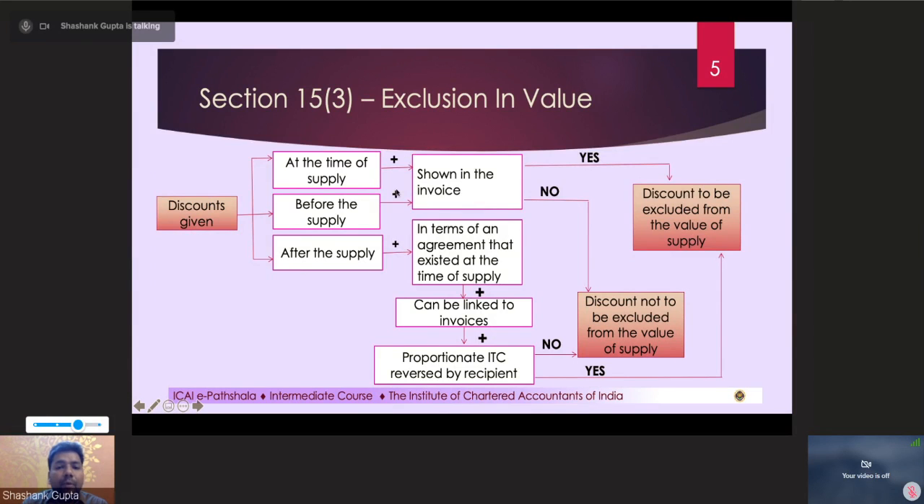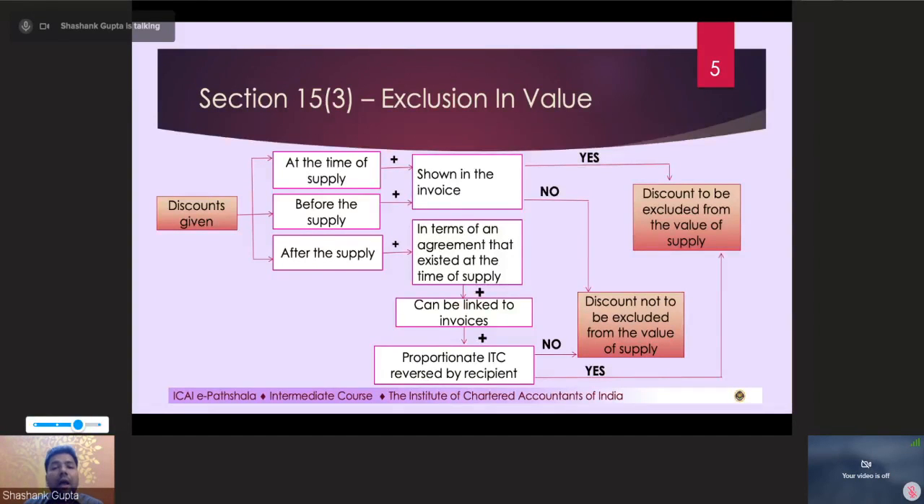However, in both these cases, if the discount is not shown in the invoice for whatever reasons, then no such discount shall be available. Then the tax will have to be paid on the full value. So it is very important that the discount, whatever is extended, is reflected properly on the invoice.